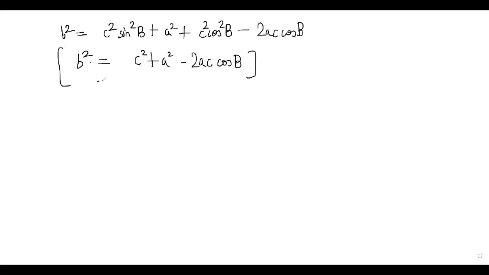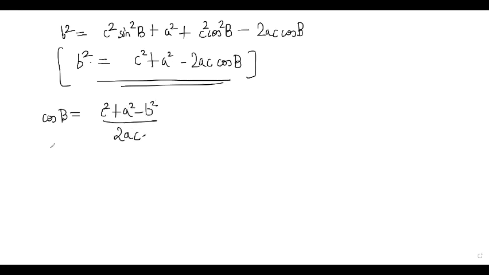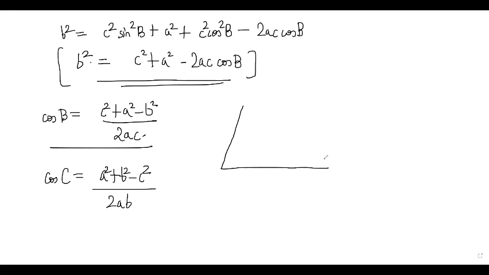Now, a cosine rule is generally formulated in a slightly different way. So if you write cos b, you isolate cos b on one side and you write it as c square plus a square minus b square by 2ac, right? Similarly, you can say cos c will be a square plus b square minus c square by 2ab and so on, right? Correct.